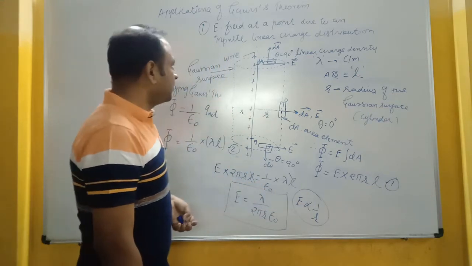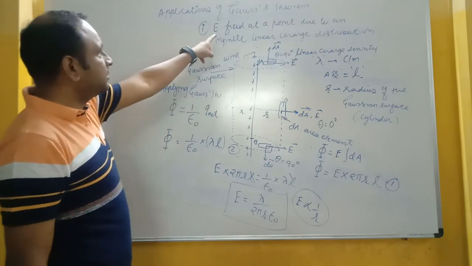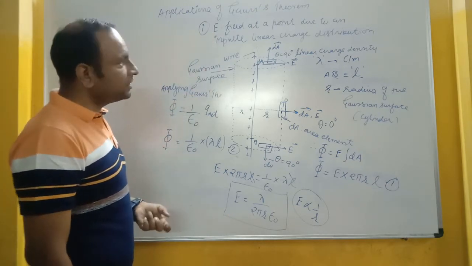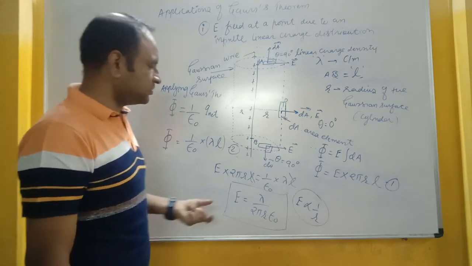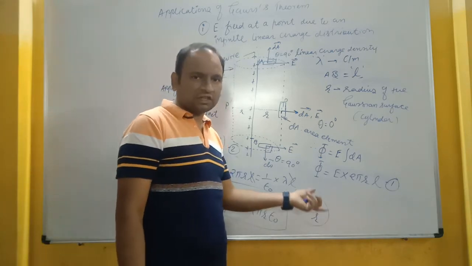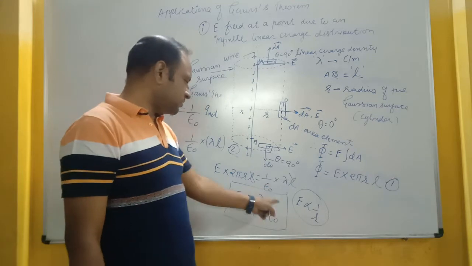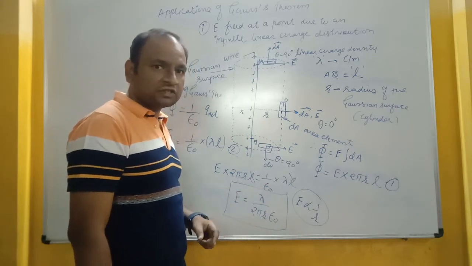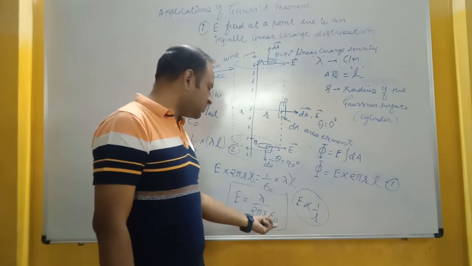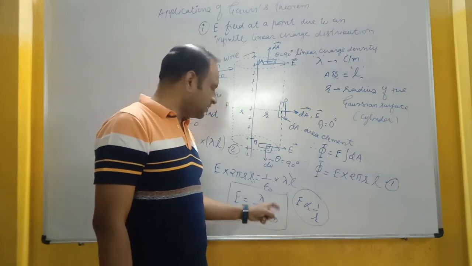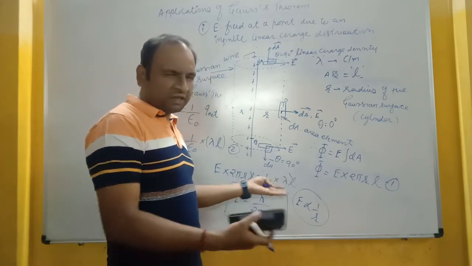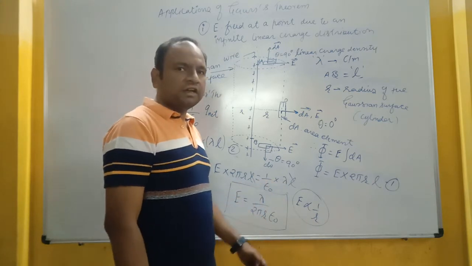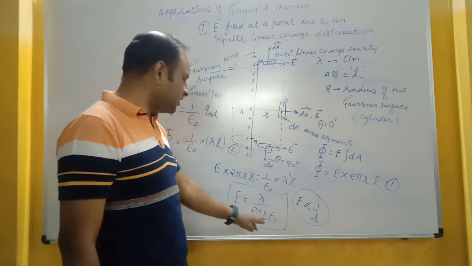Okay, so this was the first application, the electric field at a point due to an infinitely long linear charge distribution. So E is proportional to 1 by R. This is the concluding result. The whole formula is lambda upon 2 pi R epsilon 0. The value of epsilon 0 you can very well find in your book. Lambda would be given to you if a numerical problem comes based on this, and you are asked to find the value of the electric field at a given point.